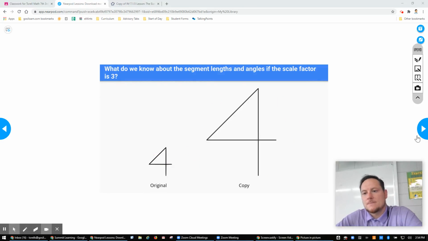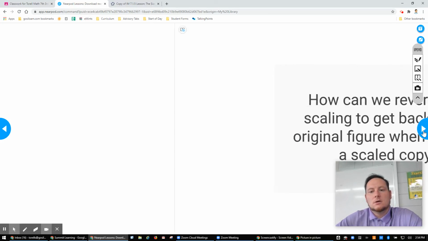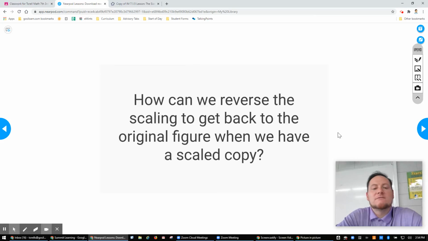Okay. So, what happens to the copy when it's created with the scale factor? Think about these for a second. What happens when the scale factor is greater than 1? What happens when it's less than 1? And then what happens when it's exactly 1? And some more to think about. How can we reverse the scaling to get back to the original figure when we have a scaled copy? So if you went from A to B, how do you go from B to A? Well, I'll give you some time to think about that.